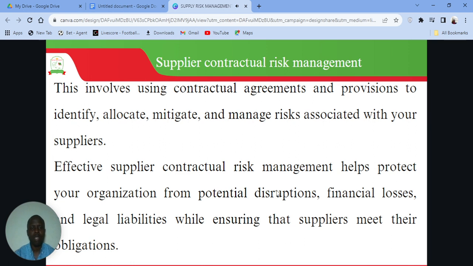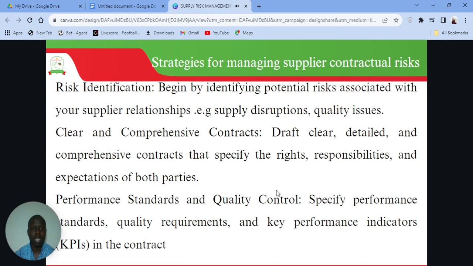We also have what we call supplier contractual risk management. This comes in handy when we are using contractual agreements and provisions to identify, allocate, mitigate, and manage risks associated with various suppliers. It is very important to ensure effective supplier contractual risk management. This is going to assist us to protect our organization from potential disruptions, losses, legal liabilities, and so forth. And then we have various strategies that we can use for managing supplier contractual risks.